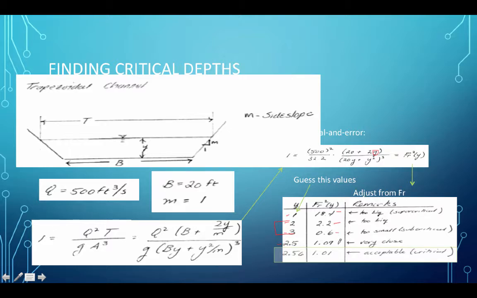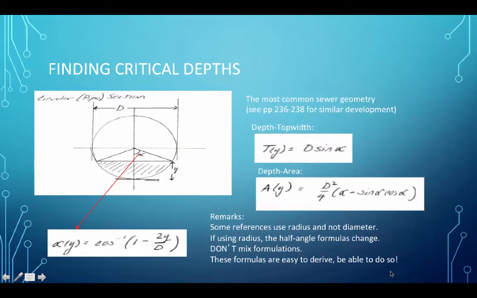Go 2.5, we have Froude number 1.09. I would probably actually quit there, but since we want to be super good, we go to 2.56, we compute a Froude number of 1.01. We would call that close enough, and so the critical depth in that particular trapezoidal channel is 2.56 feet.